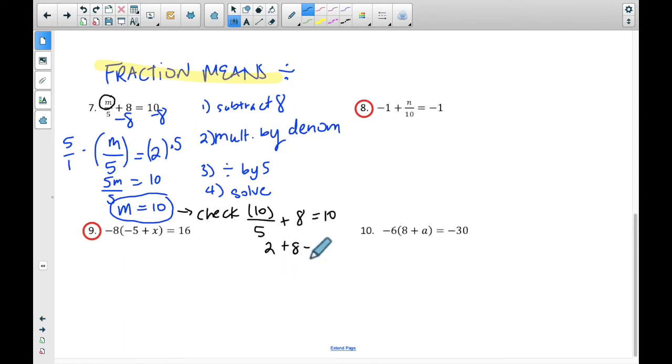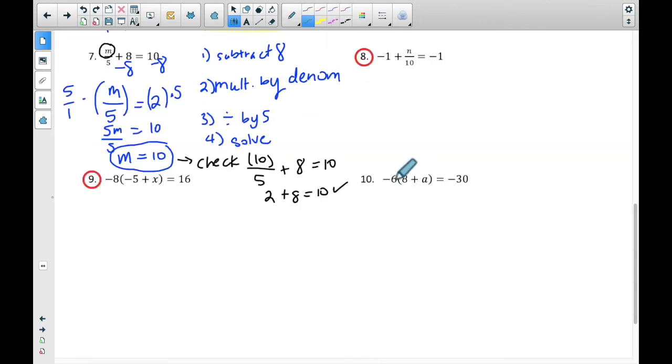And I got 2 plus 8 is equal to 10. Is that right? Does 2 plus 8 equal 10? Yes, it does. So we got the right answer. I think it's important, especially if you're not confident in your work, to check your work, especially on a test or a quiz. You want to check that, make sure you get it right.